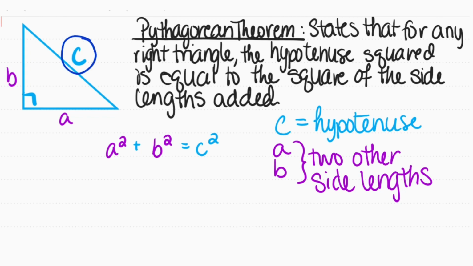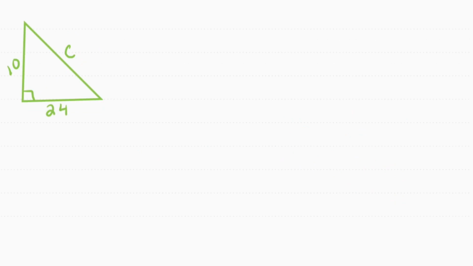So that means that if we look at our triangle, C is the hypotenuse, and we always want to identify which is C first. And that will always be the side length opposite to the right angle, always. Alright, so here's our first example.